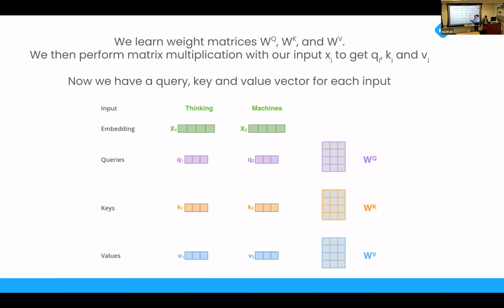Essentially, instead of learning weights in a fully connected network, we learn weights in terms of 3 matrices, such that we can do a matrix multiplication of each embedding with these matrices to determine our Q, K, and V, our query, key, and value. And we use the same matrices for every single input in the sequence.